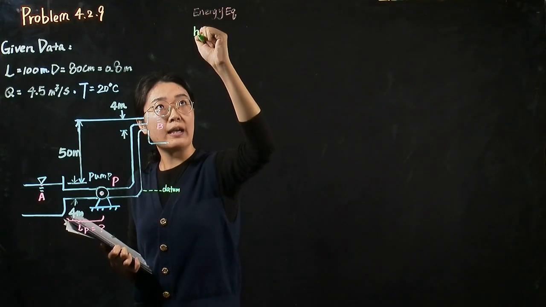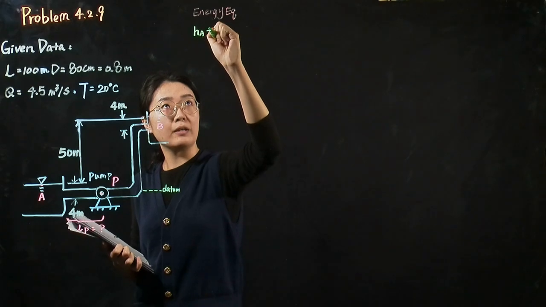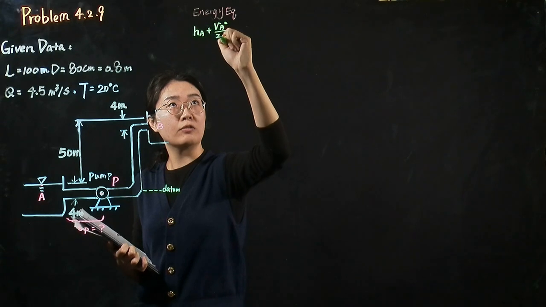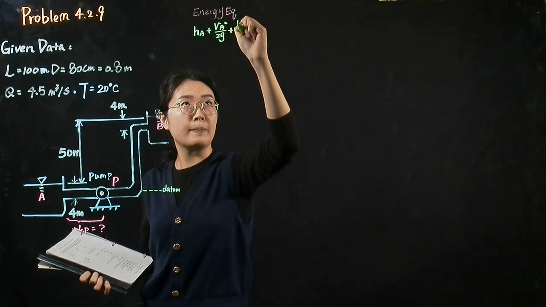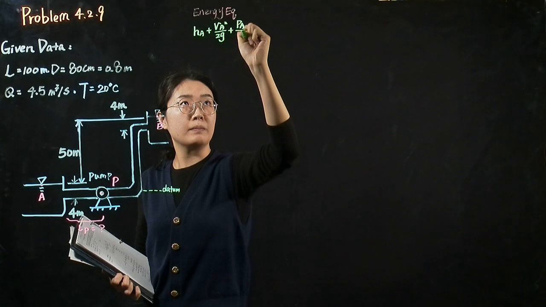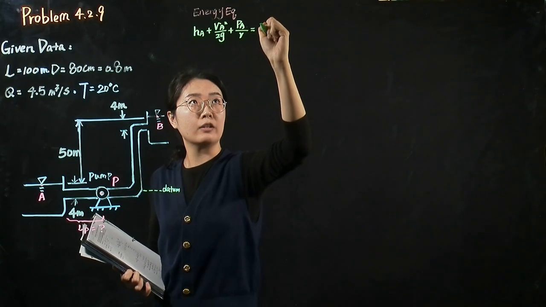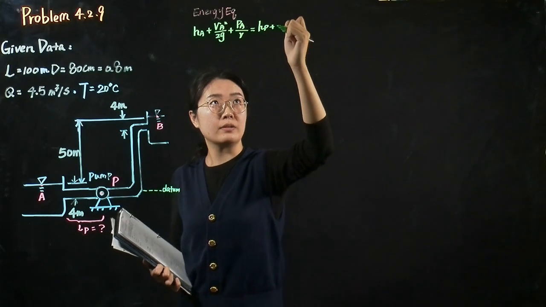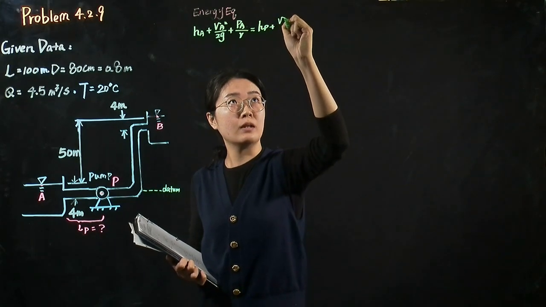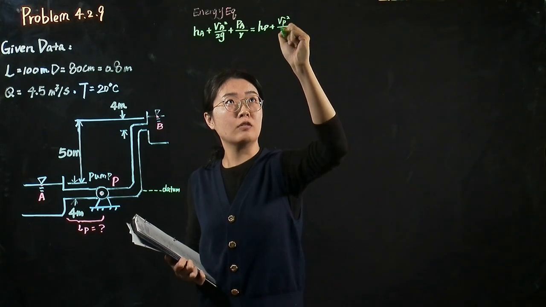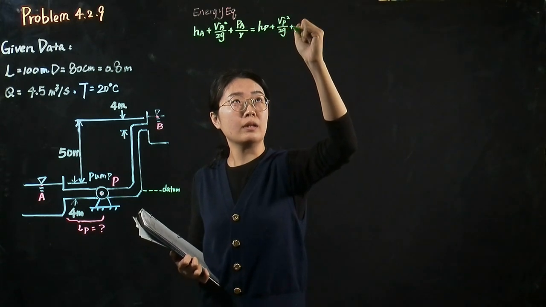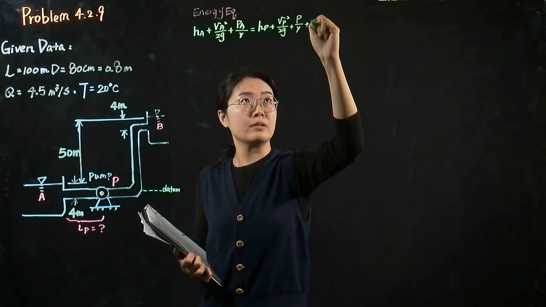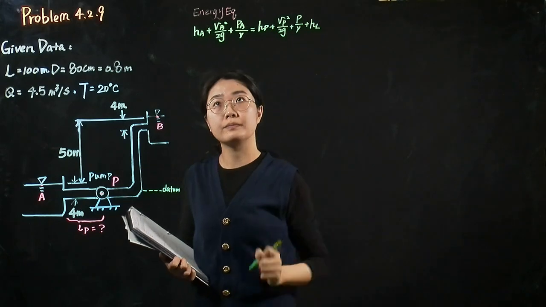So the energy equation at point A is HA plus VA squared over 2g plus PA over gamma equals HP plus VP squared over 2g plus P over gamma plus the head loss.